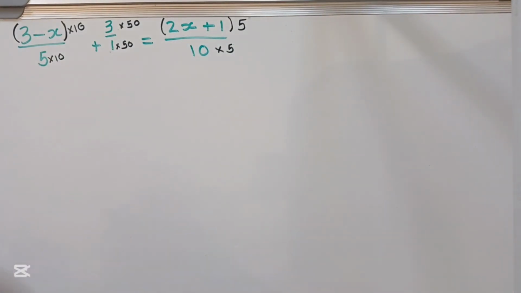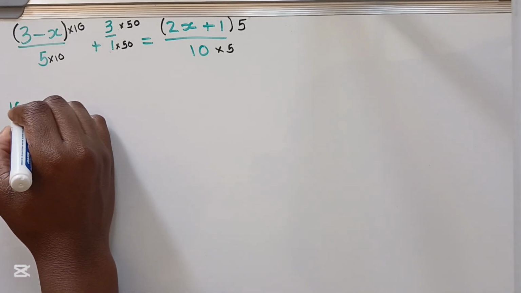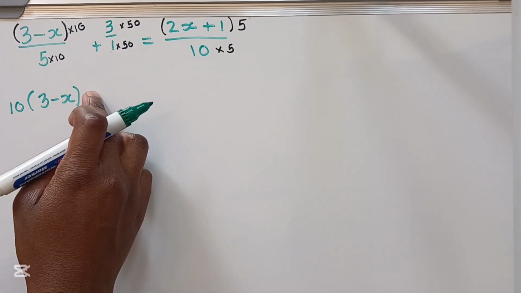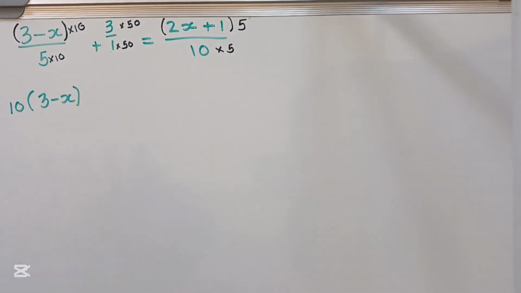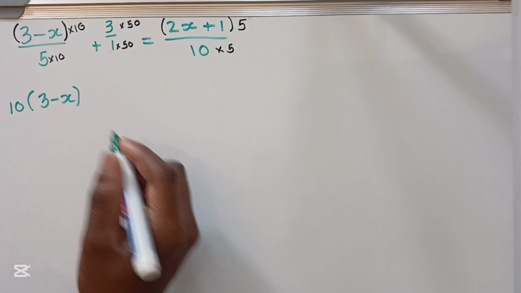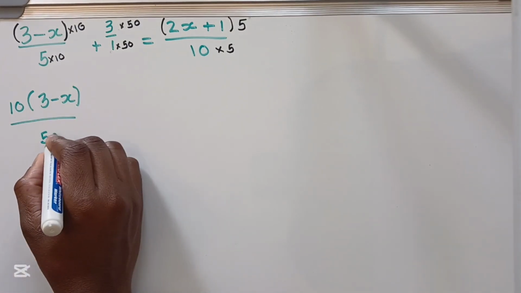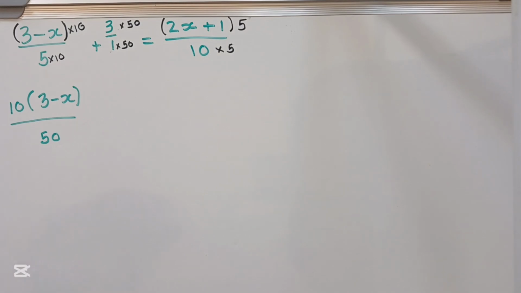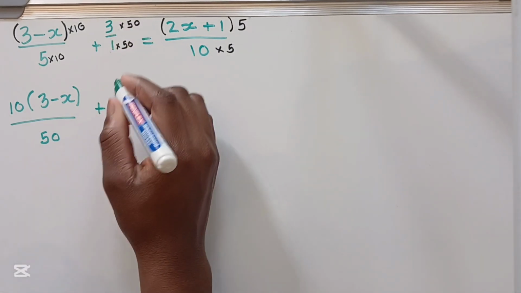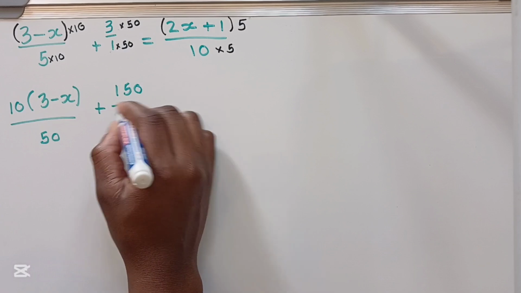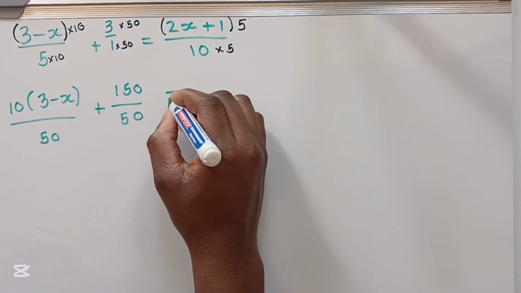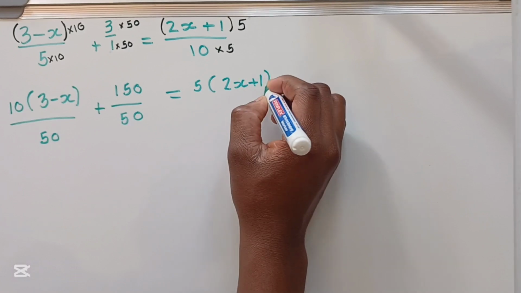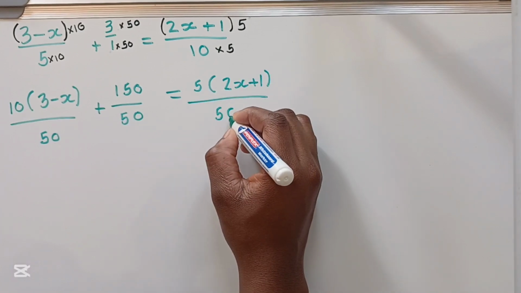All right, so here we have 10, 3 minus x. You can still put the 10 this side or this side, it doesn't matter. We're still gonna multiply this 10 with everything inside, over 50, because 5 times 10 is 50. Then next we have 3 times 50, which is 150 over 50 equals to 5, 2x plus 1 over 50.